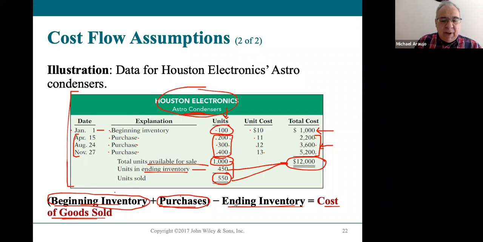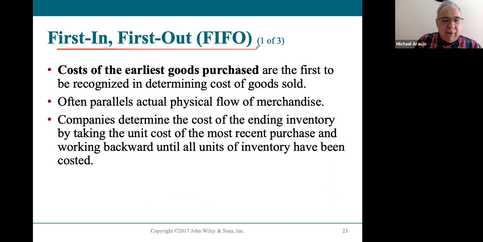The methods help us determine what's the cost of ending inventory and what's the cost of goods sold. The methods allow us to do that, and that's what you're going to learn. So the first method, FIFO.